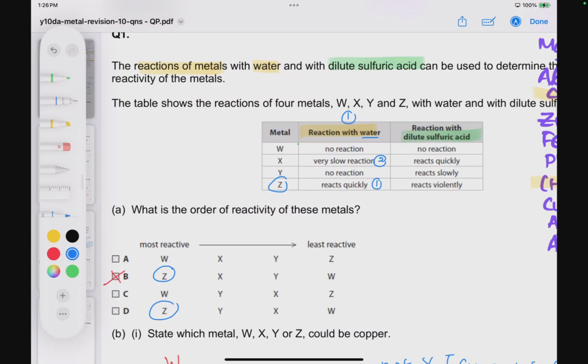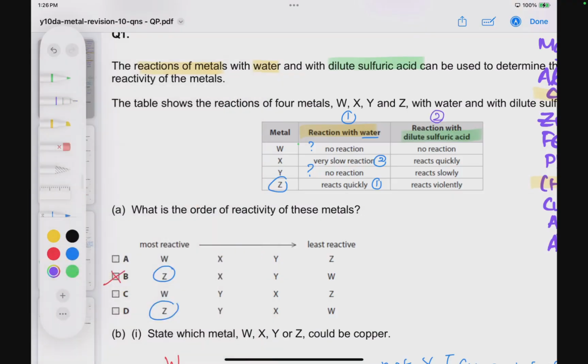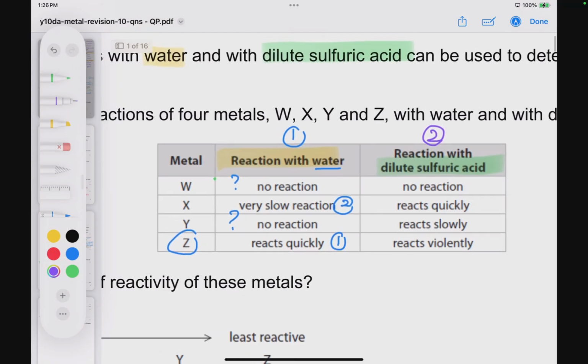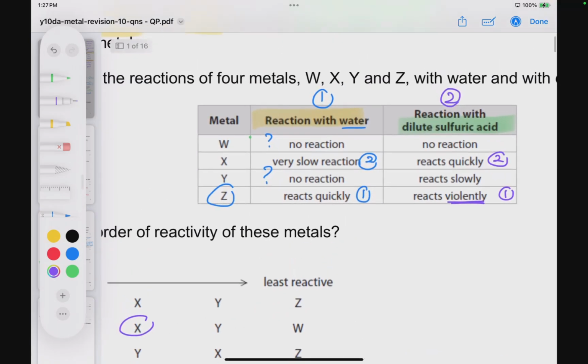Okay. Next, we can't tell anything between W and Y because they both have no reaction with water. So we have to use the next column, which is reaction with sulfuric acid. Looking at the keywords, you see that violently definitely means this is the most reactive, violent reaction with acid, followed by quickly. So the first two is still the same, right? Z followed by X. But okay, let's look into the next one. Next one will be slowly, and then followed by no reaction. So the least reactive here would be our W, least reactive.